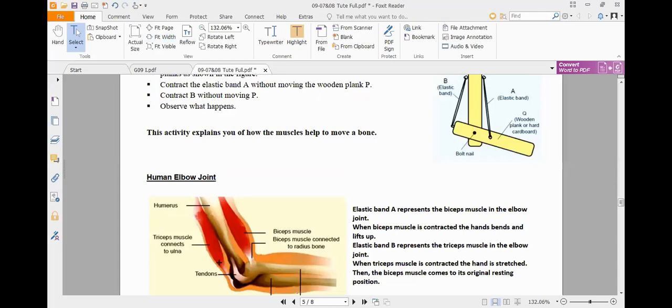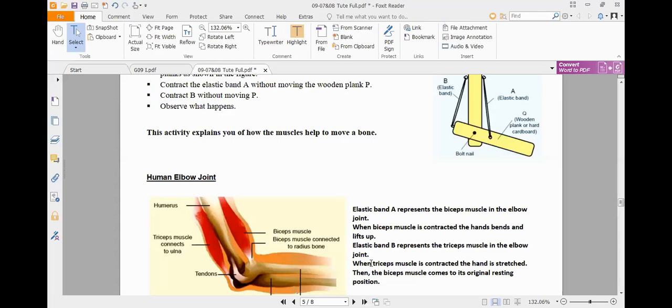Tricep muscles are the lower arm muscles, and that is elastic band B. When the tricep muscles are contracted, coming close to each other, the hand is stretched. Then the bicep muscles come to their original resting position. That's correct, right? When one is contracted, the other one will be relaxed. In other words, when the bicep muscle is contracted, the tricep muscle will be relaxing.